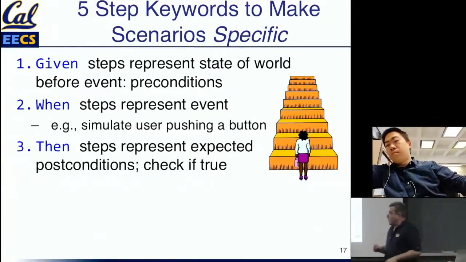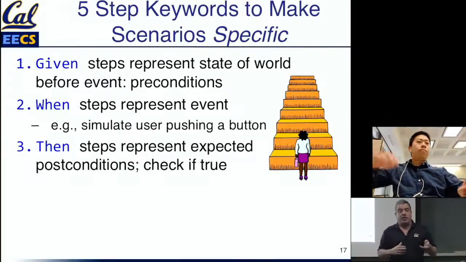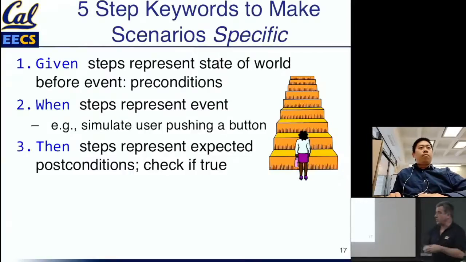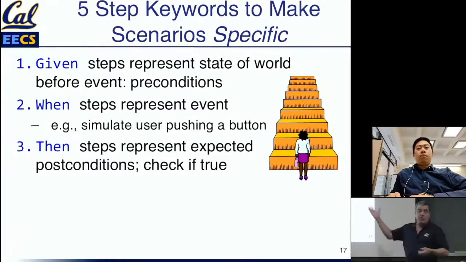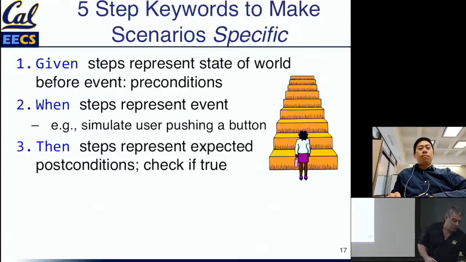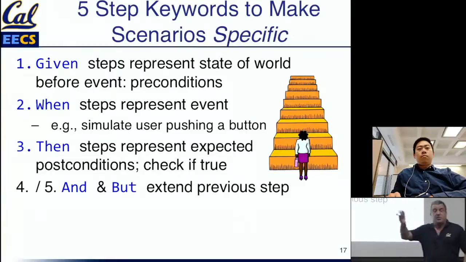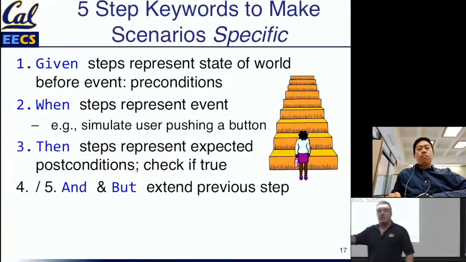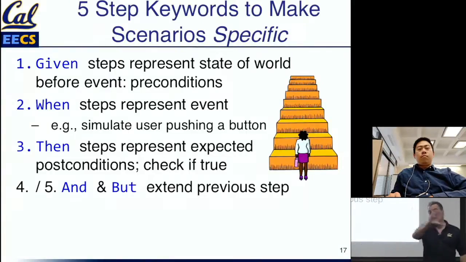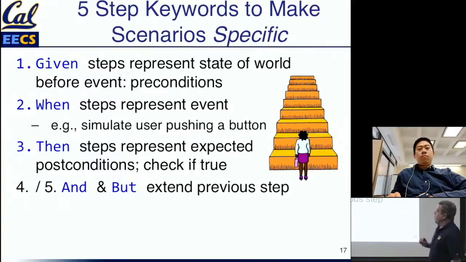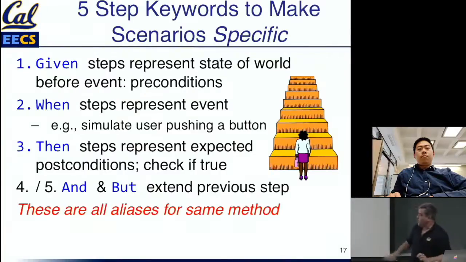Finally, there's then steps, which is after the user has done something, some other condition should be true as a result of that action. Something has changed, for instance, or something is displayed. So the then steps are typically checking if the post conditions are true. And you may also see keywords and but. So then I should see this on the page, but I should not see that on the page. Or then I should see this on the page, and I should see this on the page as well. Okay? What's interesting is that in the actual user story, these are all aliases for the same method.